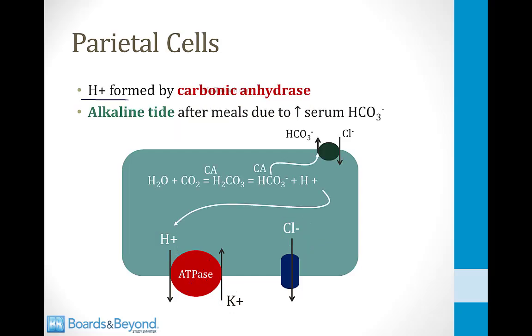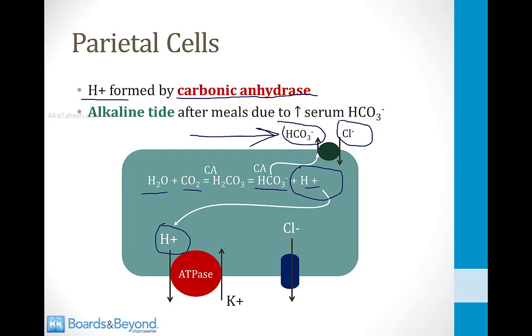The hydrogen ions that are pumped out into the lumen of the stomach by parietal cells are formed by the enzyme carbonic anhydrase. Carbonic anhydrase takes molecules of water and carbon dioxide and converts them into molecules of bicarbonate and H+. The H+ then gets pumped out into the lumen of the stomach via the hydrogen potassium ATPase pump. The bicarbonate then goes out into the serum via a bicarbonate chloride antiporter. And what this means is that when you eat a meal and you generate lots of H+, you also generate lots of bicarb, which goes into the serum. And this is called the alkaline tide.